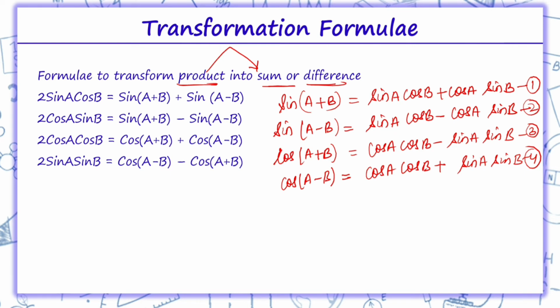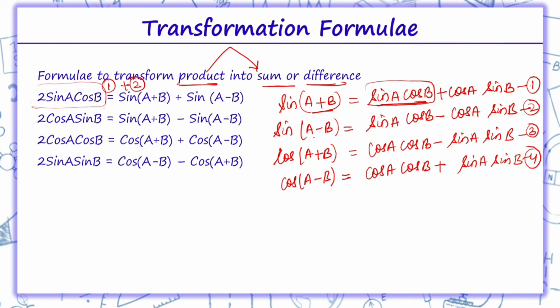Now here what we are doing is converting the product into a sum or difference. So this is the product and this is the sum or difference. Now see the first formula, we want 2 sin A cos B. So how will we get 2 sin A cos B? If we add 1 and 2, the cos A sin B terms will be cancelled out. Thus the formula becomes sin(A plus B) plus sin(A minus B). That means this formula came when we added the first and second equations.